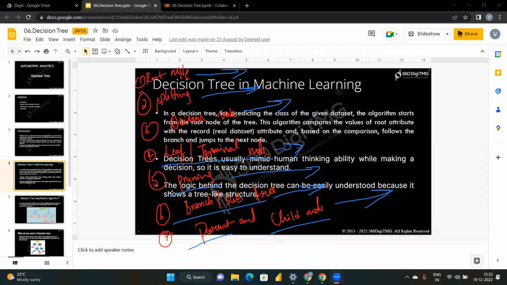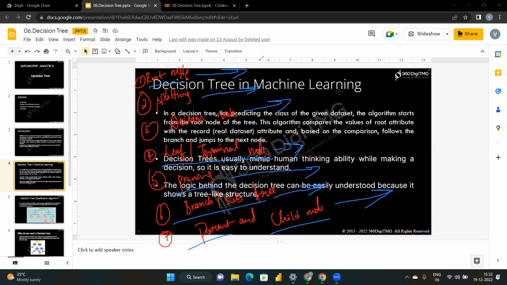Okay, a node which is divided into a subnode is called a parent node, whereas subnodes are the child of the parent node. Okay, so guys, we have seen the 7 steps. The root node represents the entire population or sample, and it further gets divided into 2 or more homogeneous subsets.